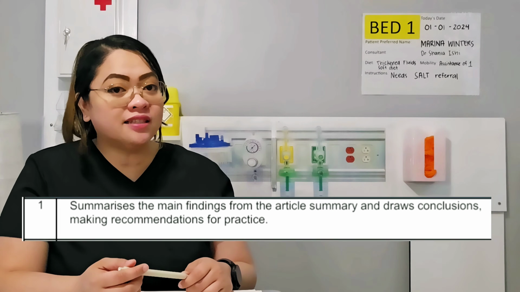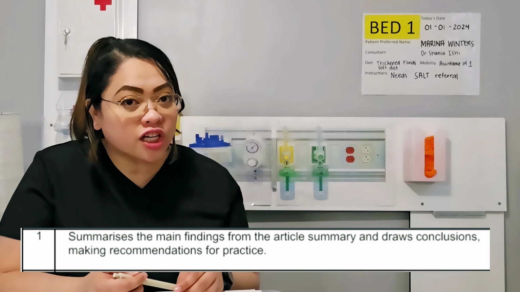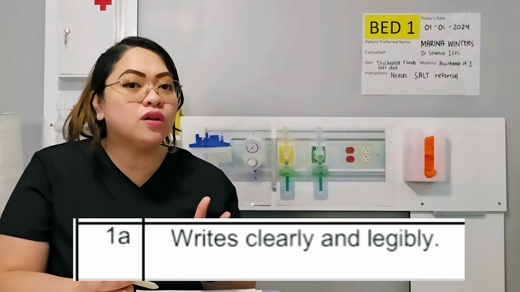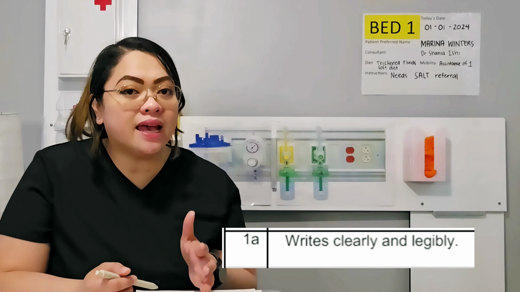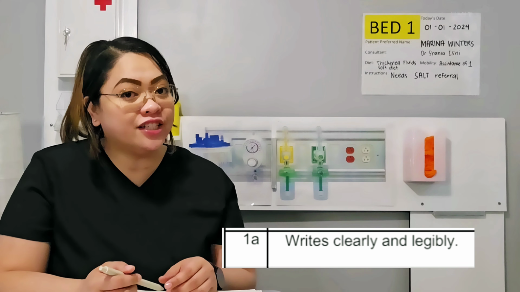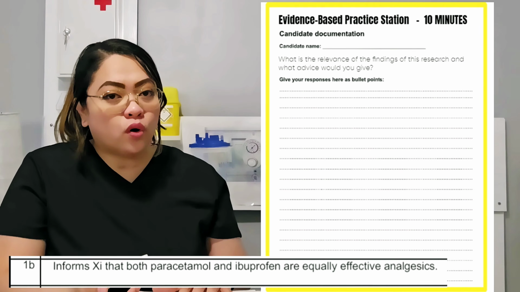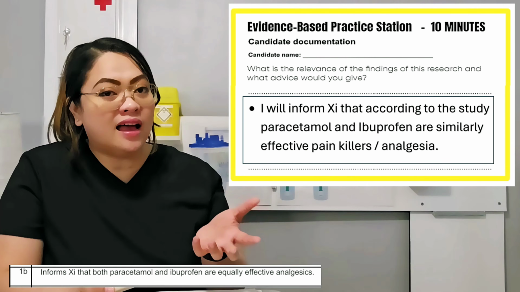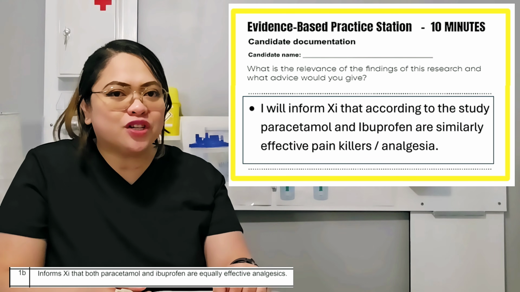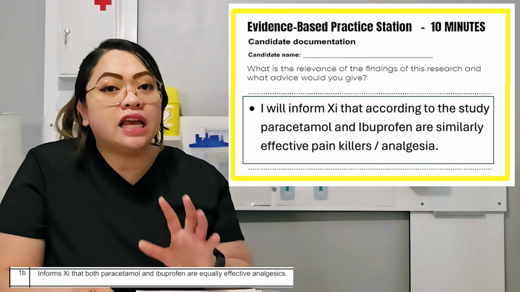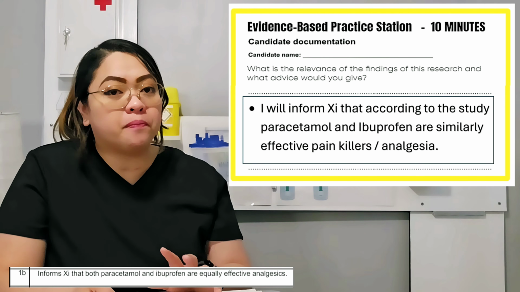So let's start. Number 1. Summarize the findings from the article summary, draw your conclusions, and make your recommendations. Always write clearly and legibly. Do not write about this, just do it. You don't have to make this your answer. For this one, in the marking criteria, I will inform Mr. She that both ibuprofen and paracetamol are equally effective analgesia or painkillers.